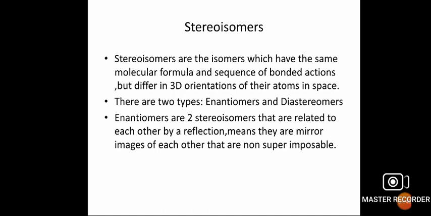Stereoisomers. Stereoisomers are those isomers which have the same molecular formula and sequence of bonded atoms, but they are known to differ in the three-dimensional orientations of their atoms in space, that is their arrangement in three-dimensional space. There are two types of stereoisomers. They are enantiomers and diastereomers. Enantiomers are two stereoisomers that are related to each other by a reflection, meaning they are mirror images of each other that are non-superimposable.